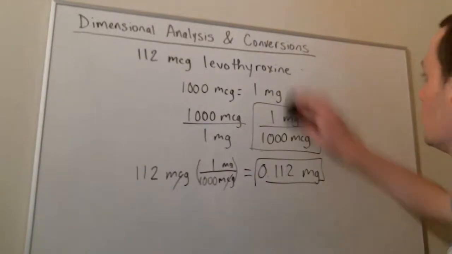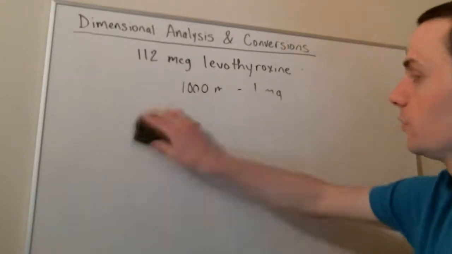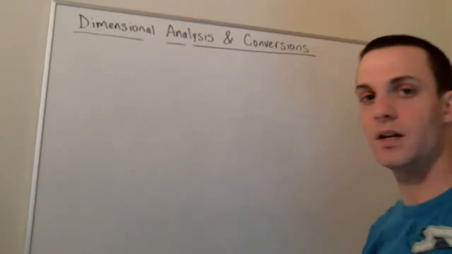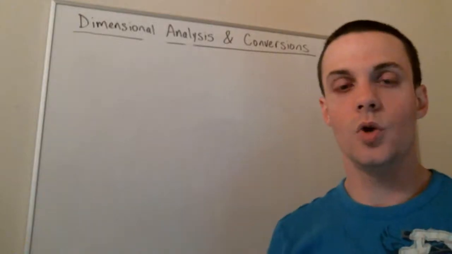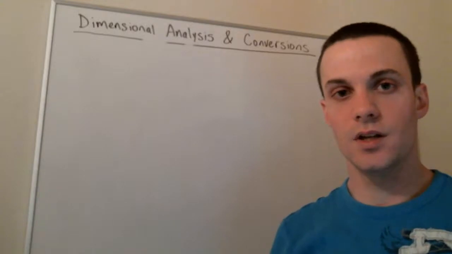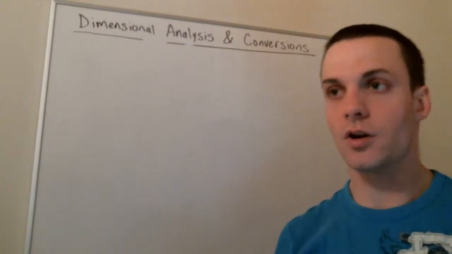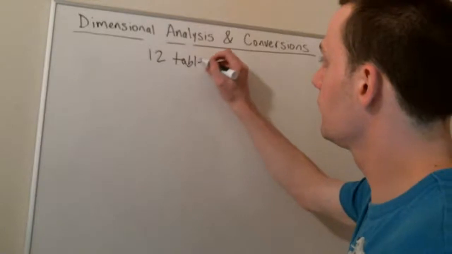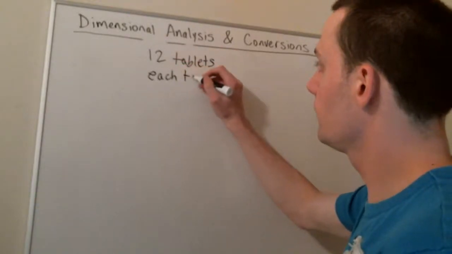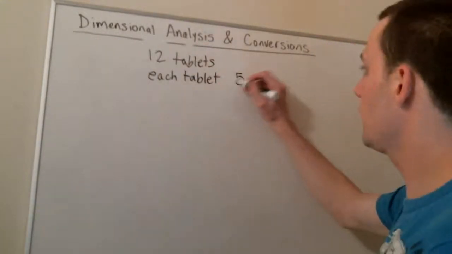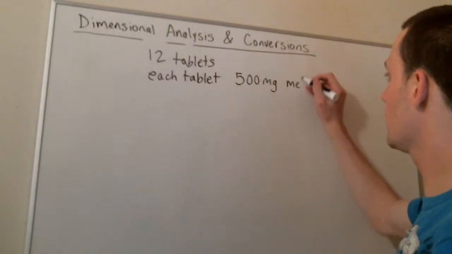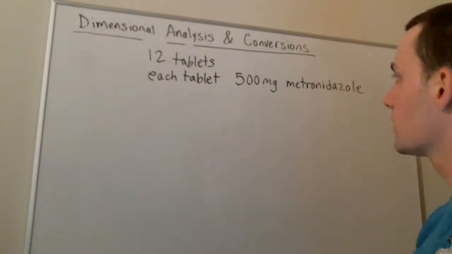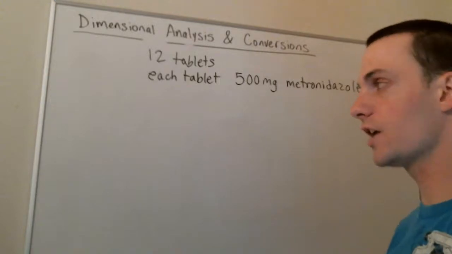Let's take a look at another example of using dimensional analysis. So let's say that we need to make a compound. And in this compound, we need to dispense 12 tablets where each tablet contains 500 milligrams of metronidazole. So we need 12 tablets where each tablet has 500 milligrams of metronidazole. Metronidazole is an antibiotic that's good for anaerobic bacteria.